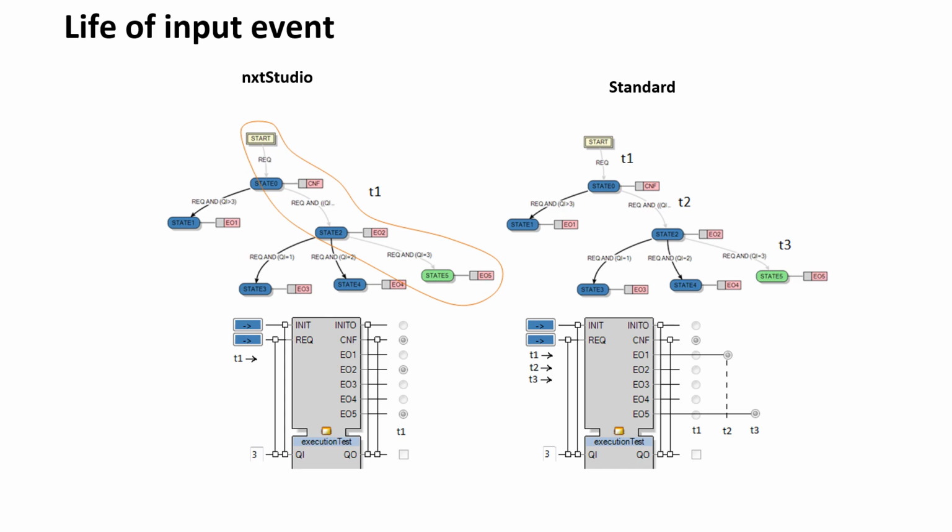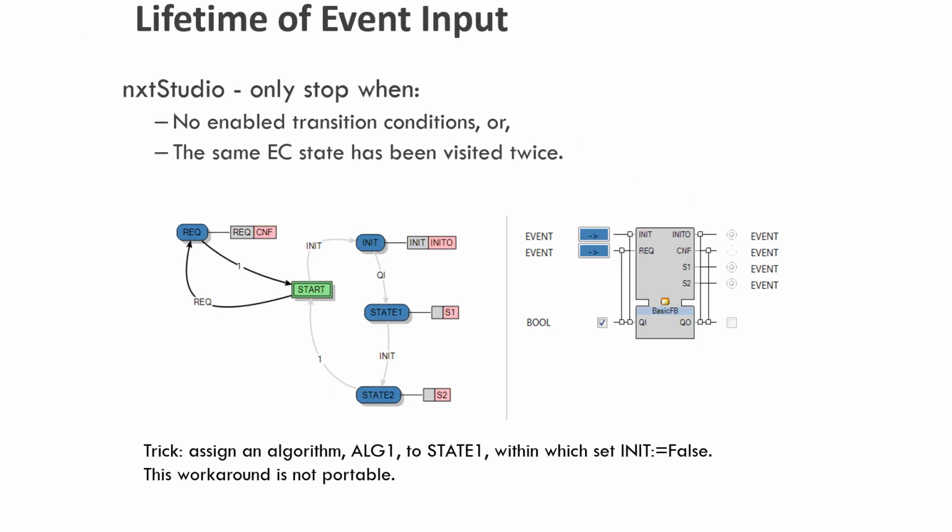So in NXT Studio, such a model has been implemented where evaluation of the ECC, execution control chart, stops when there are no enabled transition conditions anymore. So we are in a state and there are no transition conditions which are true on the outgoing arcs from that state, or the same state has been visited twice.